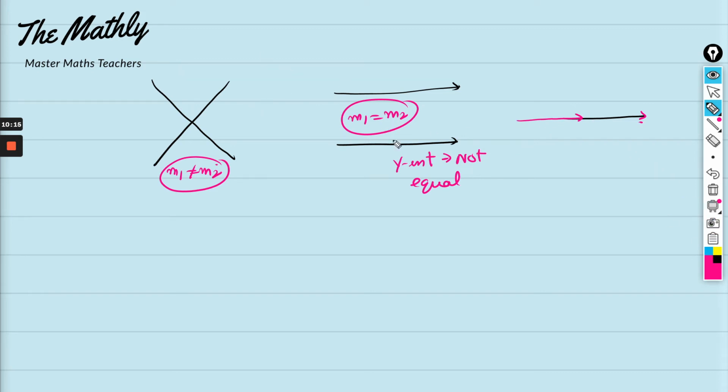Now what I'll do is write the equations in general form. Let's say this is a1x plus b1y equals c1. Let's say this is a2x plus b2y equals c2.